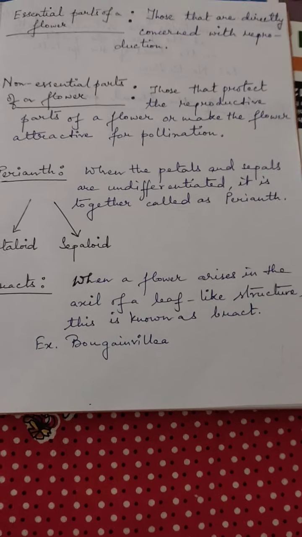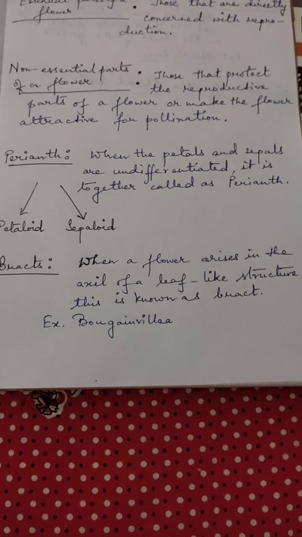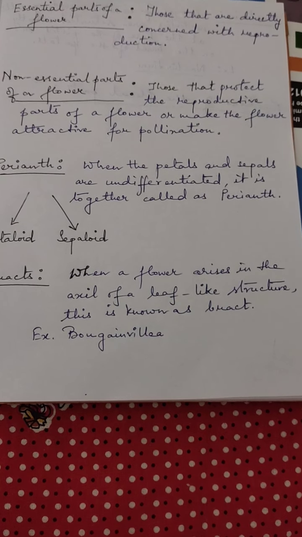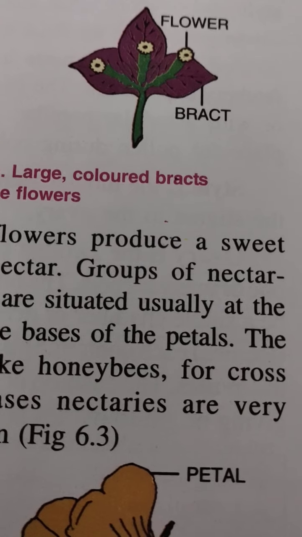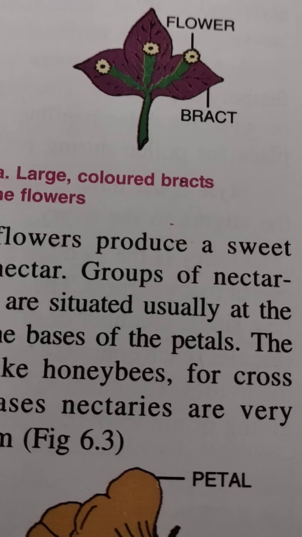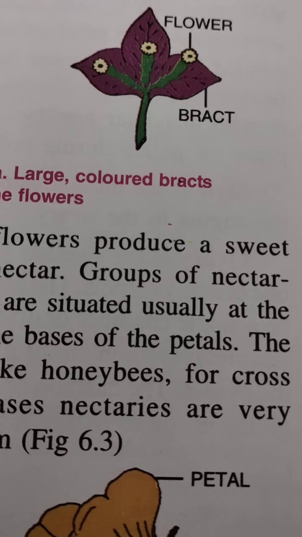Another very important structure which we can see in some plants is bract. One very common example is bougainvillea. Those who have a bougainvillea plant at their homes can see it. When a flower arises in the axil of a leaf-like structure, this is known as bract. Now we'll see a picture of the bract. This is the picture of a bract. See, the flowers are very tiny and they are present in the axil of a leaf-like structure. So I hope it's clear for you.